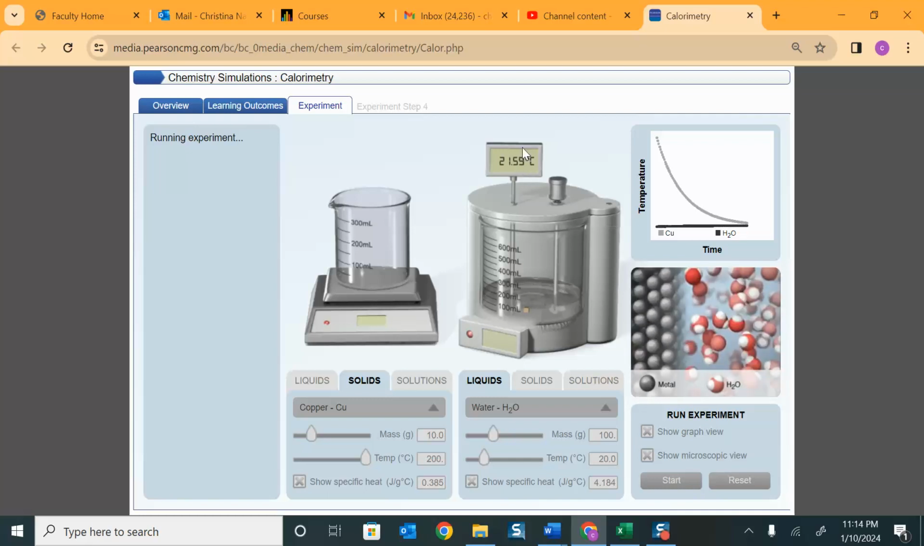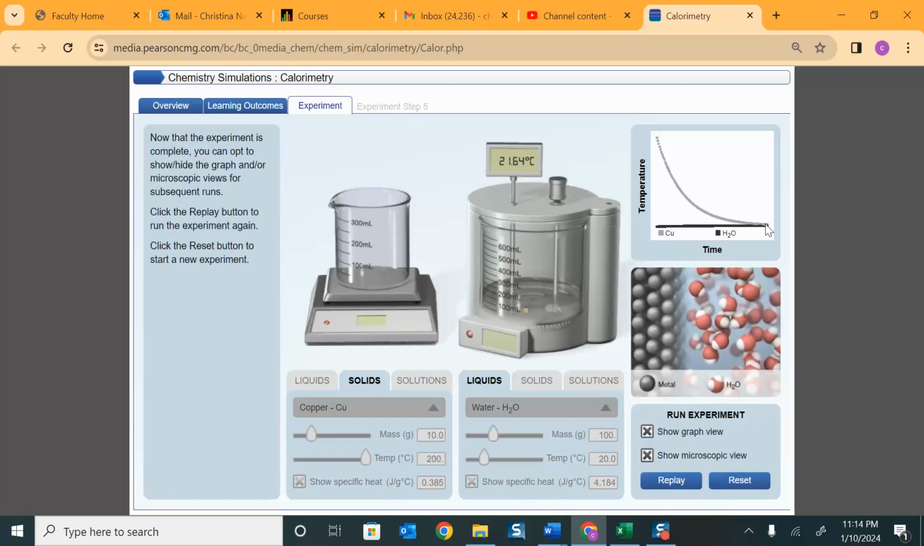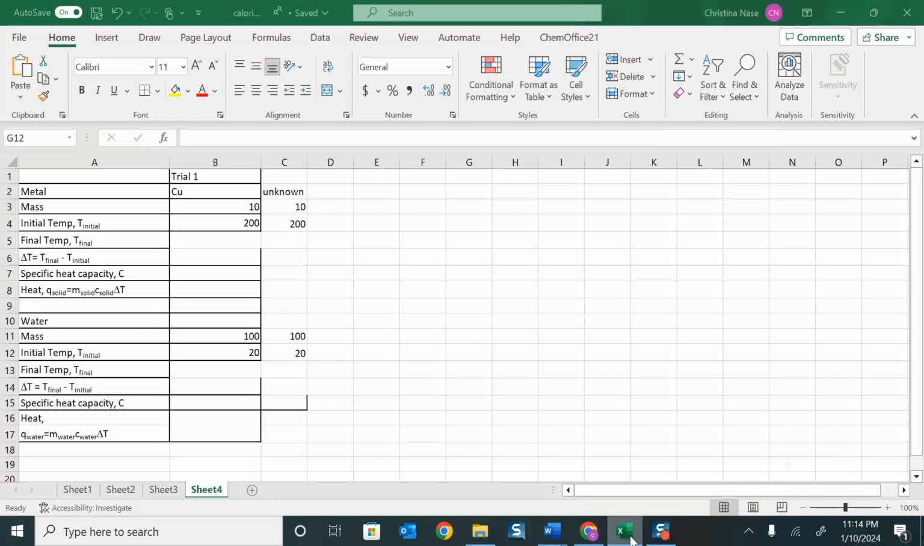That's our final temperature. The temperature is going to increase until both of these temperatures are the same. So the water temperature is going to go up and the metal temperature is going to go down. Eventually they're going to equilibrate, and that's where we are right now. So that's at 21.64. So we're going to record that 21.64 as our final temperature for both of these.